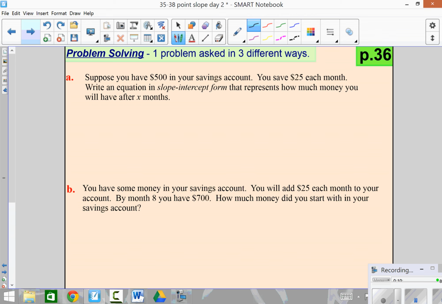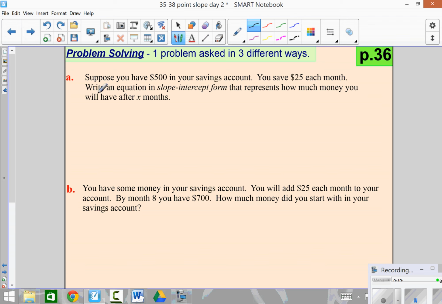So what we're going to do is I'm going to do part A, B, and C with you on the first half of page 36, and then you're going to apply that same exact knowledge to the A, B, and C right down below on the bottom of page 36, and then check back here. Okay? All right, let's start with our first problem here then.